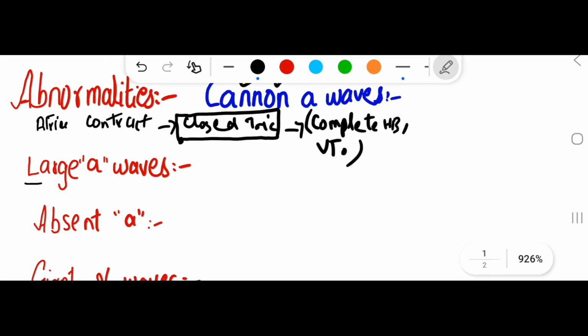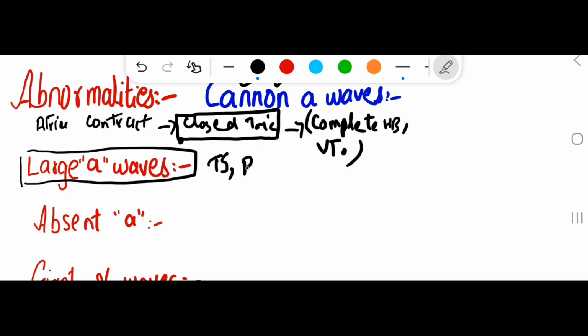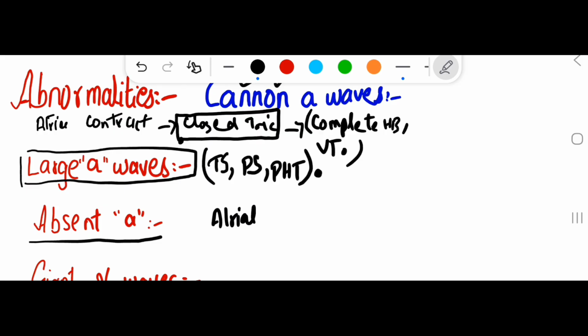Then large A waves. Large A waves are produced when there is tricuspid stenosis, pulmonary stenosis, and pulmonary hypertension. In these situations, large A waves are produced. Absent A wave. A wave is absent in case of atrial fibrillation. So in atrial fibrillation, the A waves are absent.